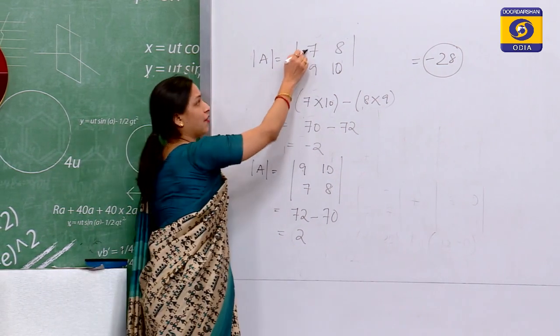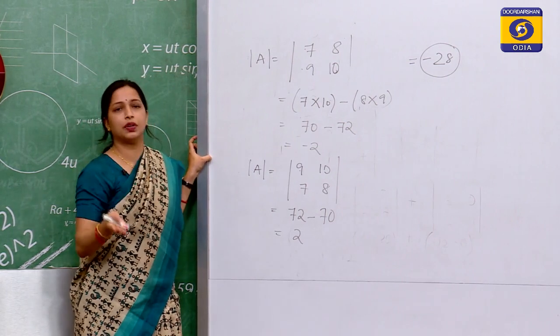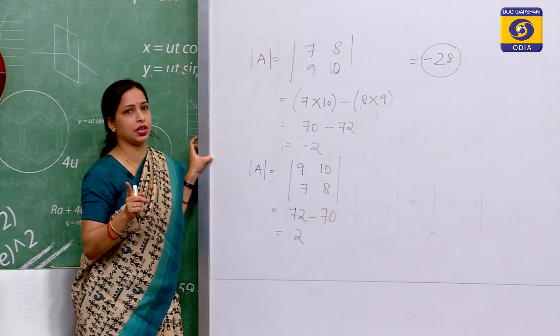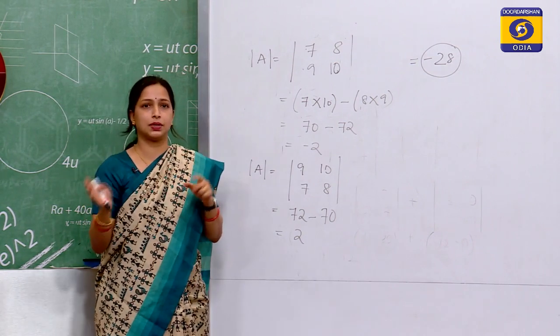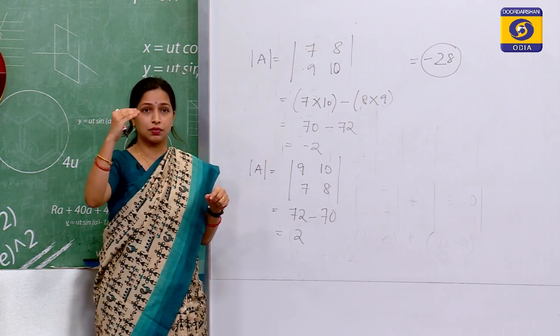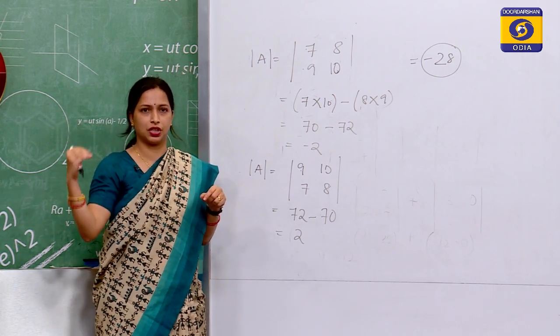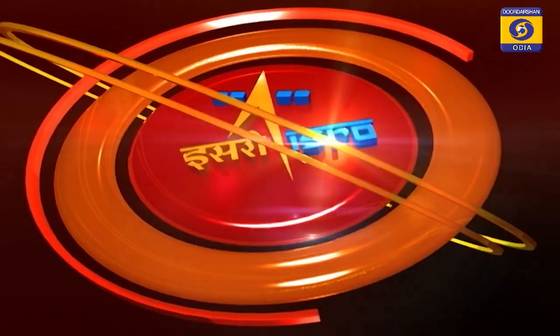That means, if any two adjacent rows, so if row 1 will become row 2, the value will remain the same, but the sign will change. So, you have to remember that if the rows are becoming into columns, the value remains the same, but if there is interchange between rows or C1 will become C2 or C3, then the value remains the same, but the sign will change, right.